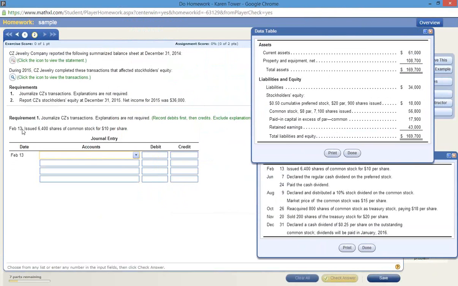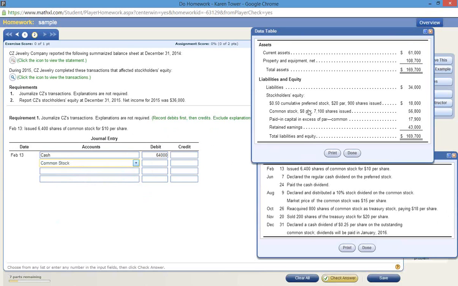It says, first of all, we sold 6,400 shares of common stock for $10 per share. We got cash, right? 64,000. How do we know how much to record in common stock? We have to look at our common stock account in our balance sheet and see that it is $8 par stock. So that's the 6,400 times $8. And then the difference is the paid-in capital.